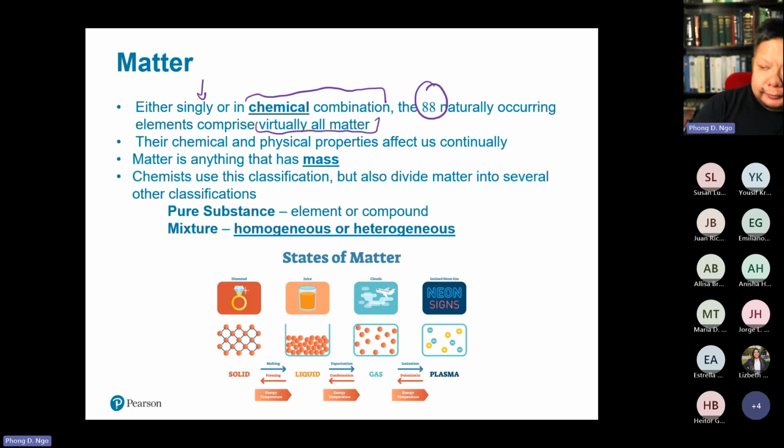If you remember back when we were talking about nuclear physics, I told you that there are these things called the transuranium elements. Transuranium is after 92 because uranium is 92, so anything after that is man-made, no longer natural. But even of the 92 that are natural, only 88 actually comprise everything around us.